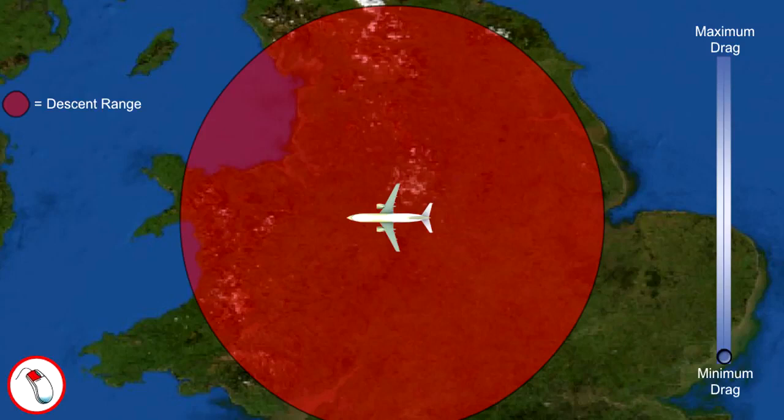Shown here is an interactive demonstration allowing you to change the value of drag and observe the effect on the angle of descent and subsequent descent range. Move the drag slider on the right of the screen to observe the effects. Once you have finished, click on the flashing arrow to continue.